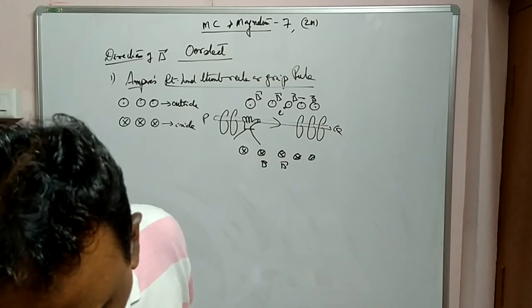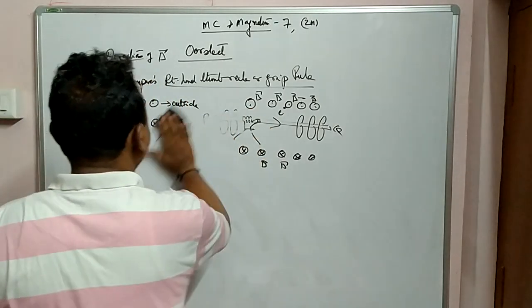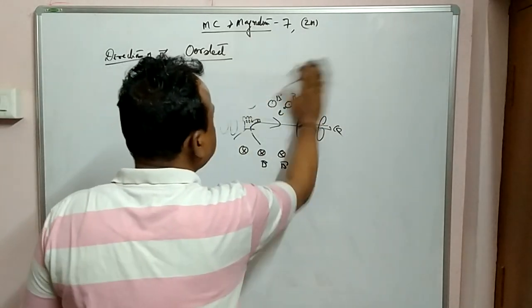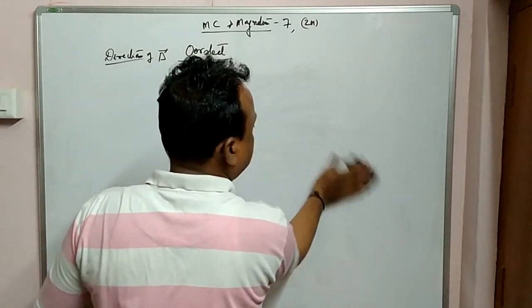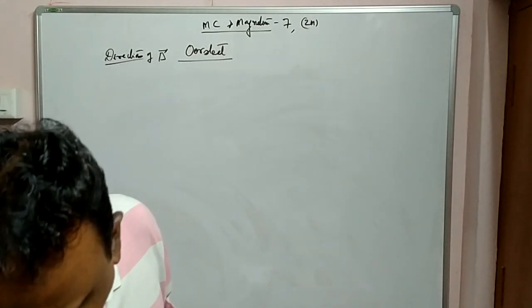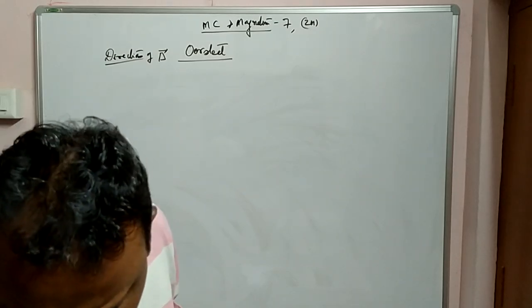Clear? We will do one more experiment using the right hand thumb rule or grip rule. I will give you one more to find out. For example, see here.